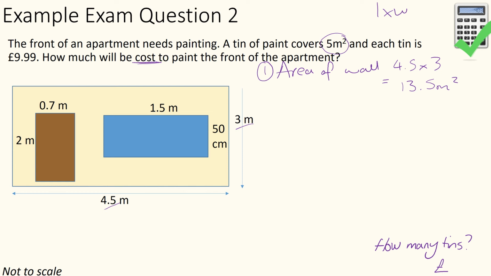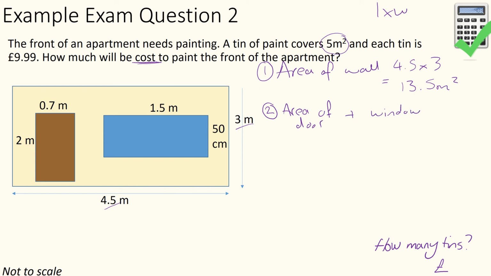If each tin of paint covers 5 meters squared, you could take a guess and then work it out from there. But the thing is, if you have enough to paint all of that shape, you will paint over the door and the window. We definitely don't want to do that. Definitely not the window, but not in this case. So we need to find out the total area of the door and the window.